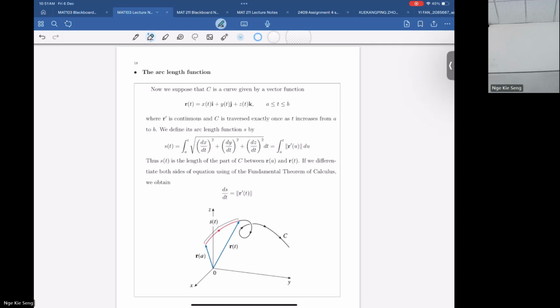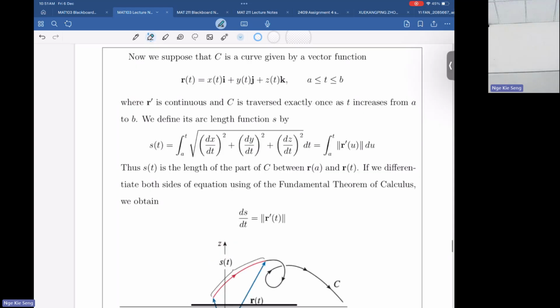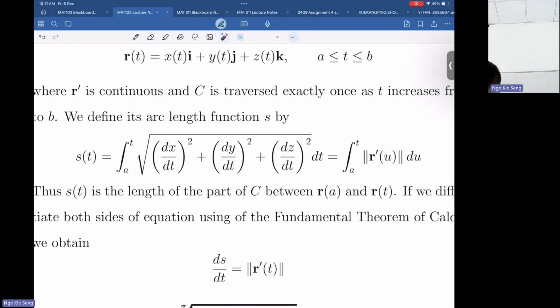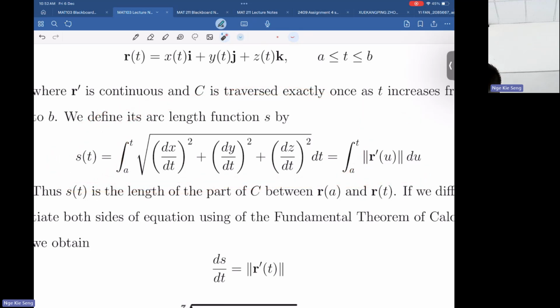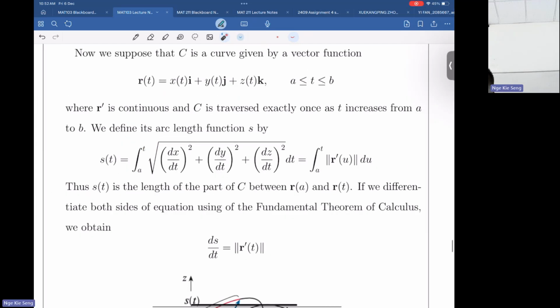But where's the arc length? The arc length is s(t) here. If you obtain this s(t), can I zoom in a bit? This s(t) here is not a number. Why is it not a number? Because this integral just starts from a to some undetermined time t. So this is a function. And if you differentiate it, obviously it is the length of your tangent vector.